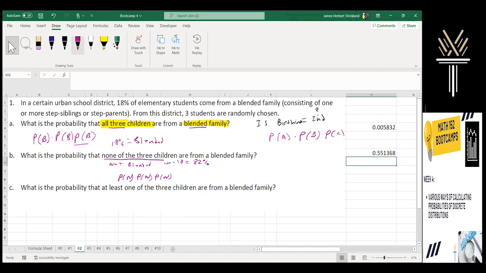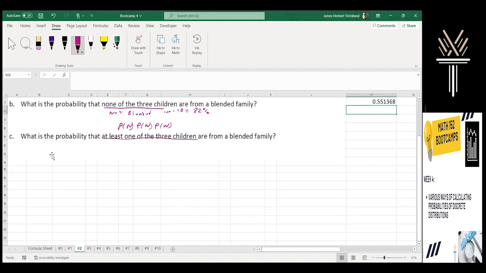Now, at least 1 of the 3 children are blended. So remember what that means from Unit 1. At least means more or equal to 1. So you could have 1 child be blended, 2 children be blended, or all 3 children be blended. Those are all possibilities.